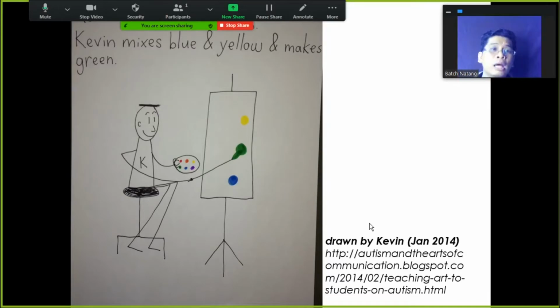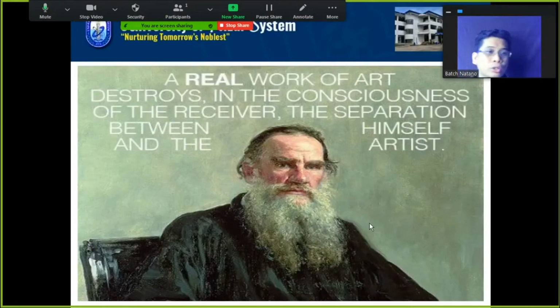Okay? Now, let us explore further what is art according to Leo Tolstoy. So, I want you to be reminded of the following quotes, just to give you an idea kung ano ba yung mga views niya. Sabi ni Tolstoy, a real work of art destroys in the consciousness of the receiver the separation between himself and the artist.